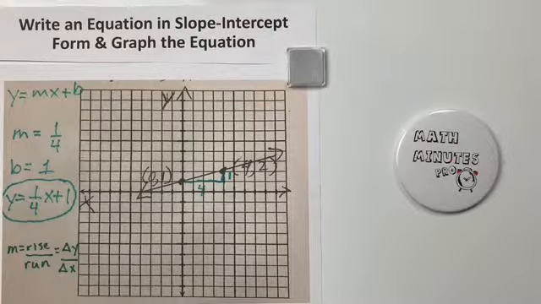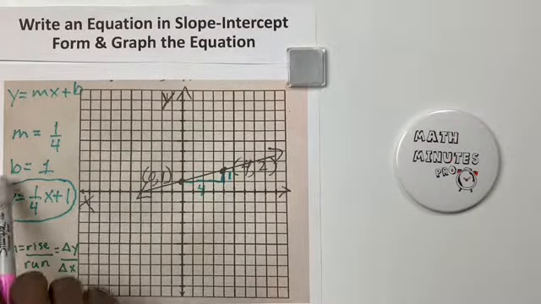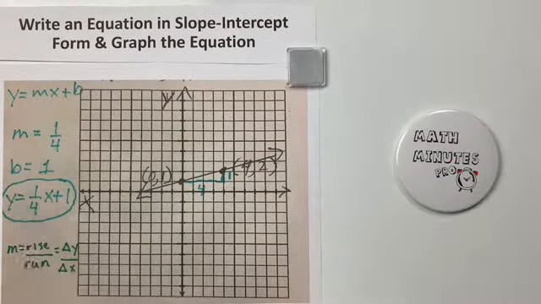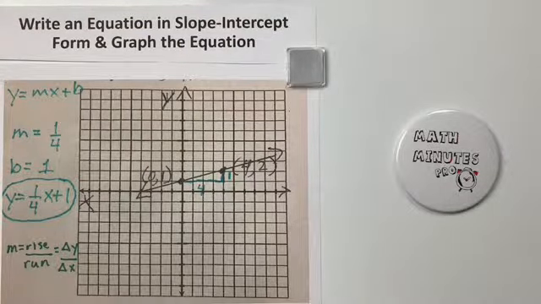Usually you'll solve a problem where they'll give you the slope, m equals 1 over 4, and they'll give you a y-intercept that says b equals 1, and they'll ask you to write an equation in slope-intercept form when given the slope and the y-intercept. So we do that right here.